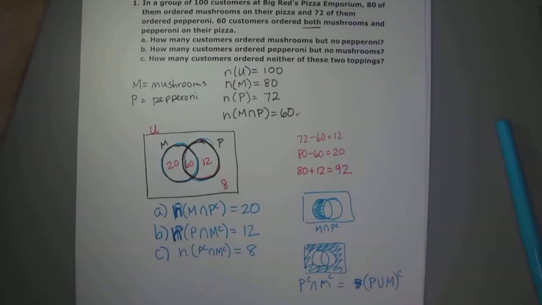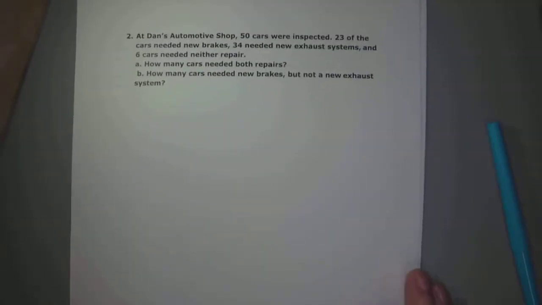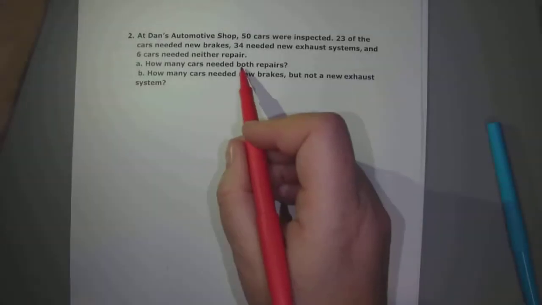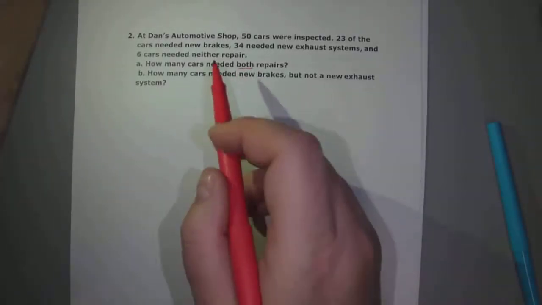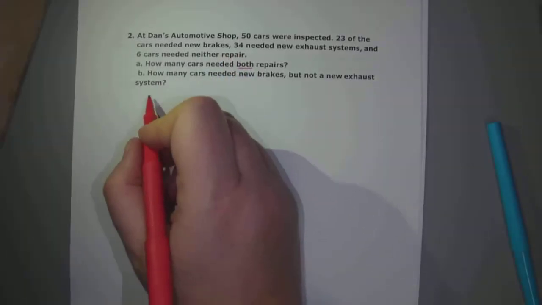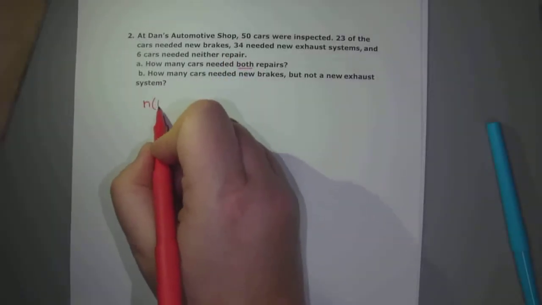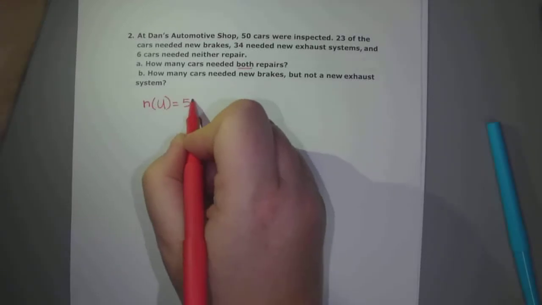Okay, so the next question. At Dan's automotive shop, 50 cars were inspected. 23 of the cars needed new brakes, 34 needed new exhaust systems, and 6 cars needed neither repair. How many needed both? So they're actually asking for the intersection here, and they don't give it. Let's write down what they did give. The number in the universal set, the total cars, was 50.